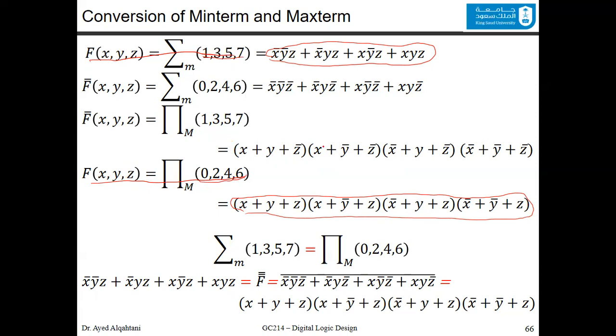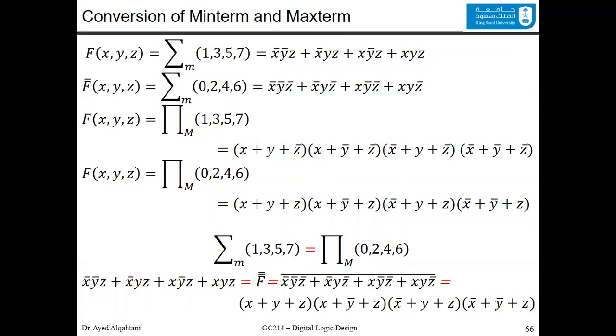Now, to prove this to you in another way, you can get this one here and then apply the De Morgan law. You break the line and change the sign of everything below, and you will get from X bar, Y bar, Z bar, you will get X or Y or Z, and so on. And you will find that it is correct. This part here is actually equal to this part. You can say a similar thing between this one and this one.